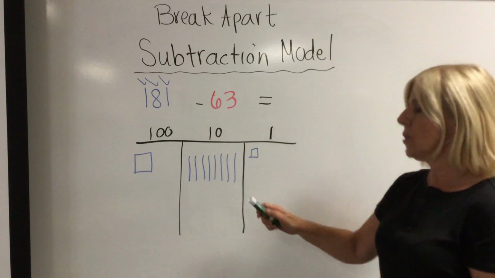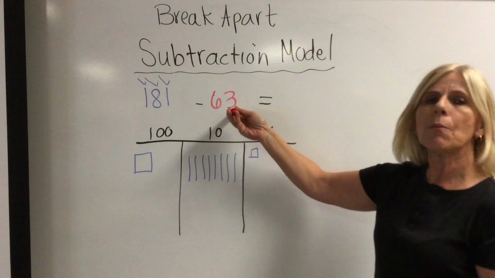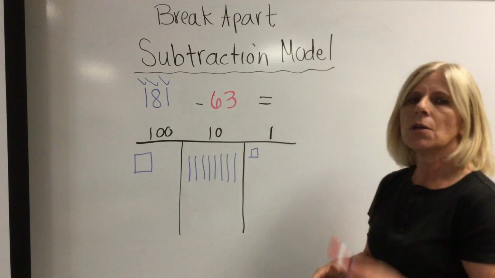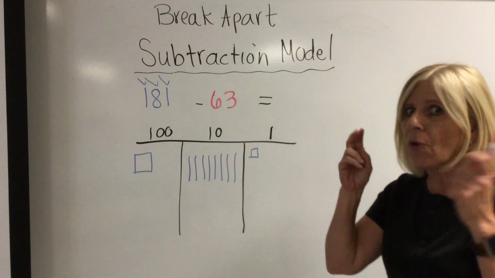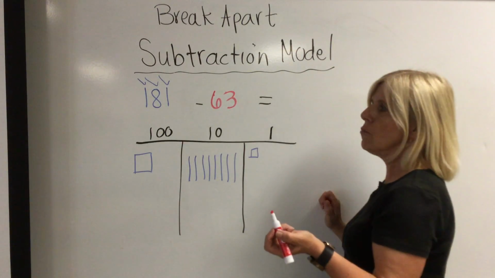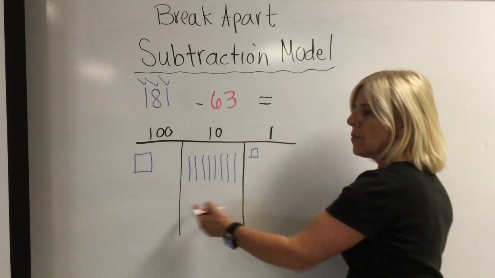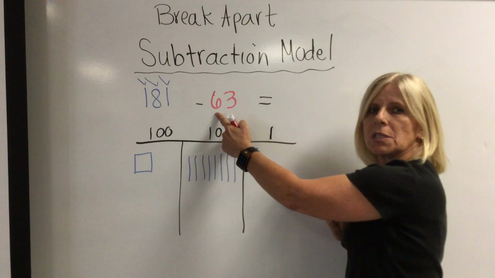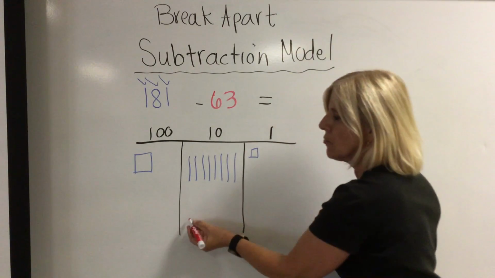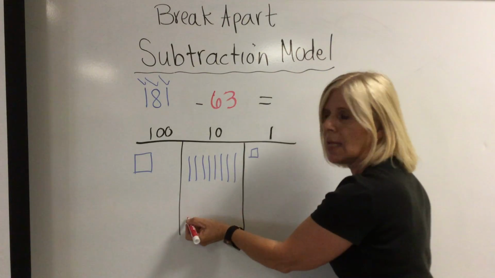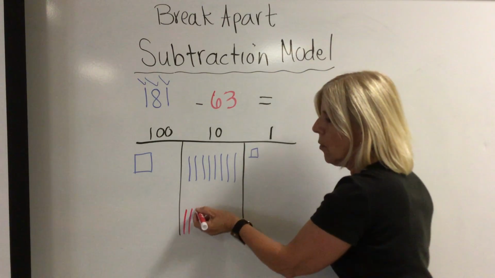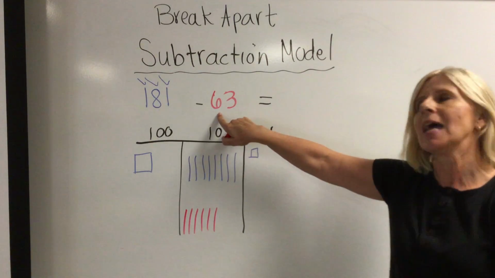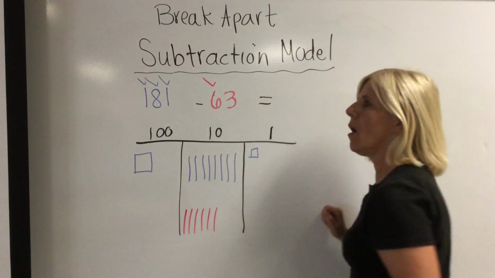The next thing I want to do is go to the number that I'm subtracting from 181, which is 63. Since I'm taking it away, I'm going to be using red, and I'm going to model this number down here. I don't have any hundreds, so I'm going to go to my biggest place value, which is the tens, and there are 6 of them. So I'm going to draw 6 lines that each represent 10. 1, 2, 3, 4, 5, 6. There I have my 6 tens represented, so I check that off.